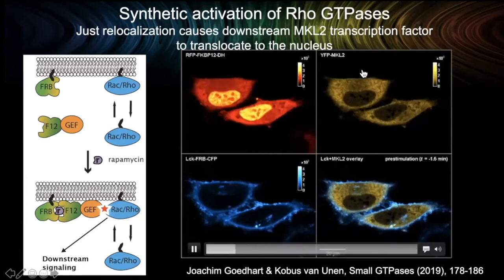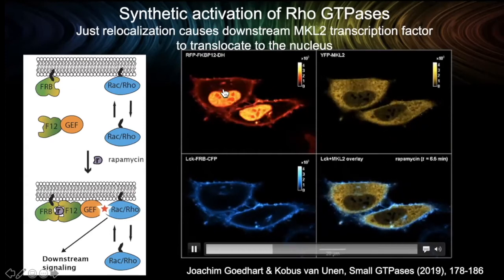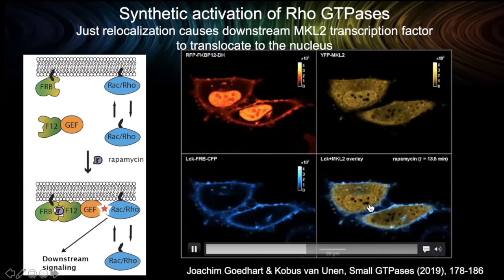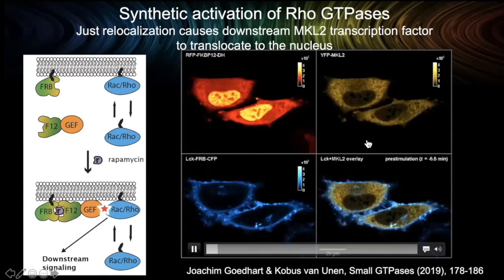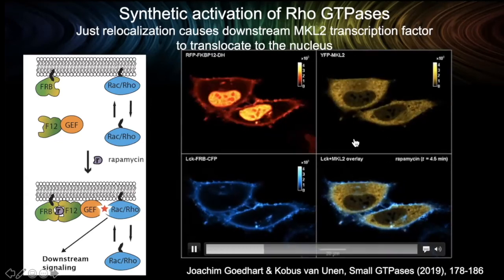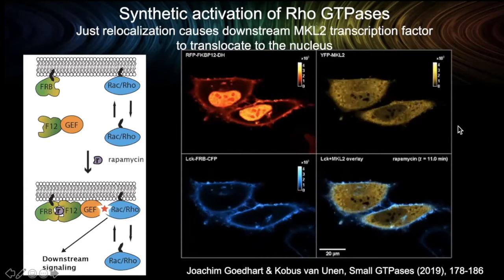So this is just to show you that just relocalization of a protein moving from the cytoplasm to the membrane can trigger a signaling cascade leading to gene expression. Yeah? So localization really matters. It's not just levels or concentrations, it's also where the molecules are sitting that is important for signaling.